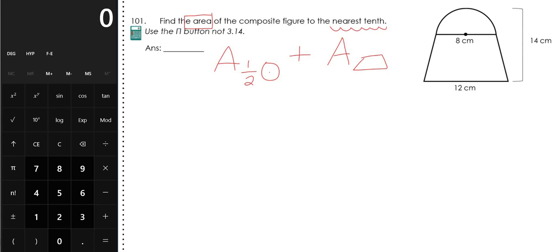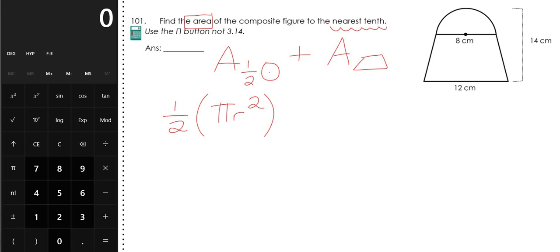So let's start with the left. Let's get that little half circle. Now I'm thinking to myself, what's the formula for a full circle? Well, for a full circle, it's pi r squared. By this point, we should have that memorized. Times a half, or divide by 2. Same thing.